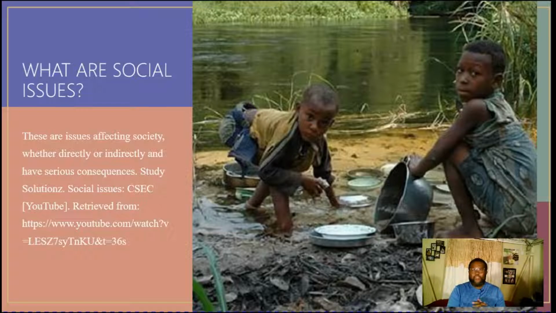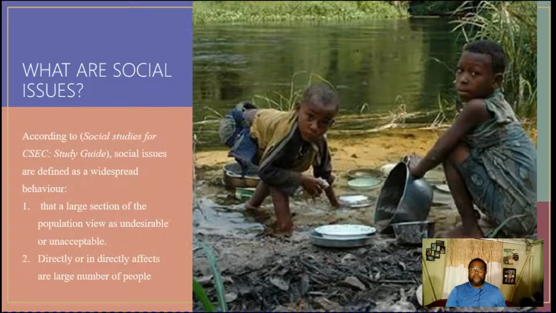Now, what are social issues? These are issues affecting society, whether directly or indirectly, and have serious consequences. And according to Social Studies for CSEC Study Guide, social issues are defined as, one, a widespread behavior that a large section of the population view as undesirable or unacceptable. Two, directly or indirectly affects a large number of people.